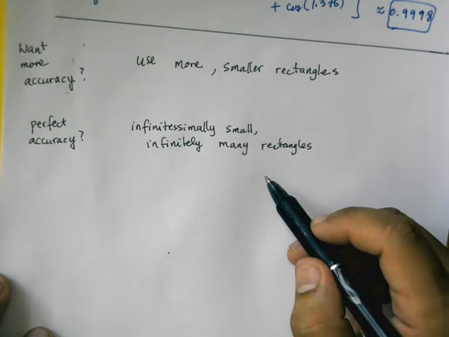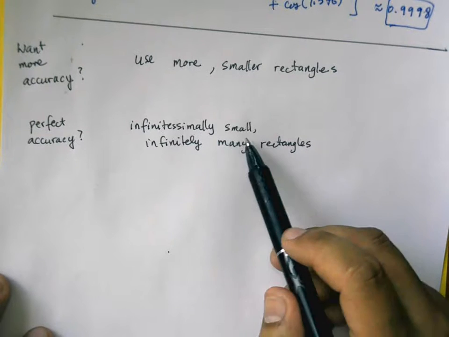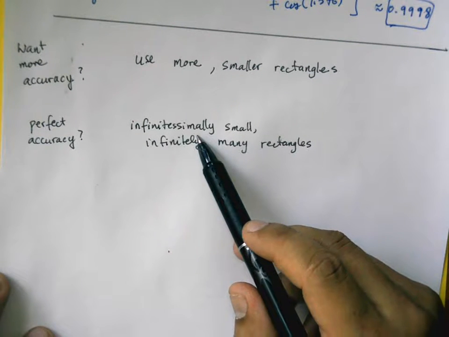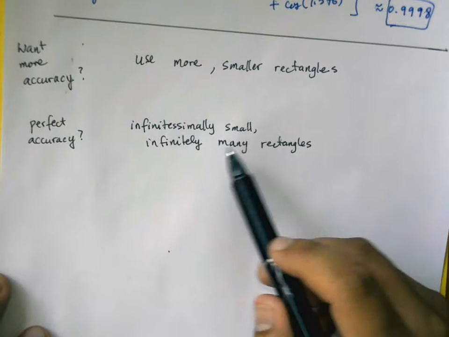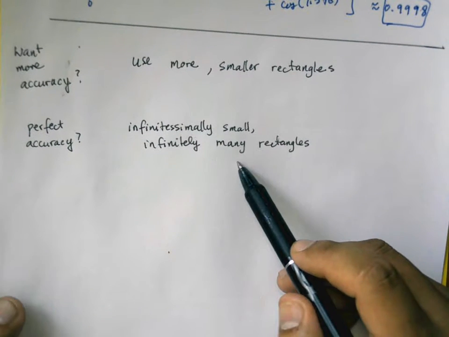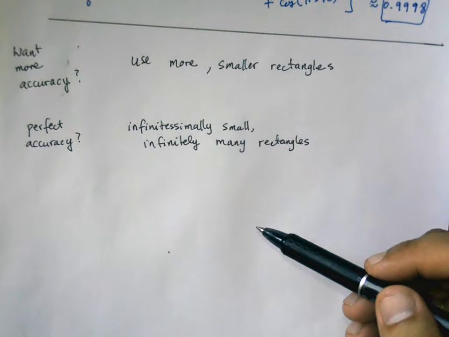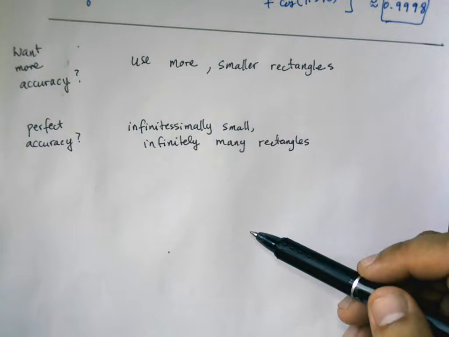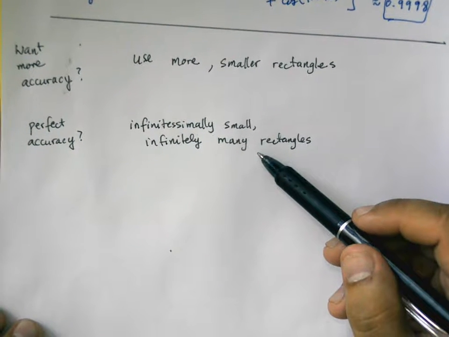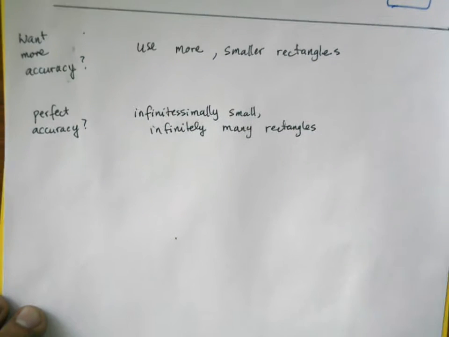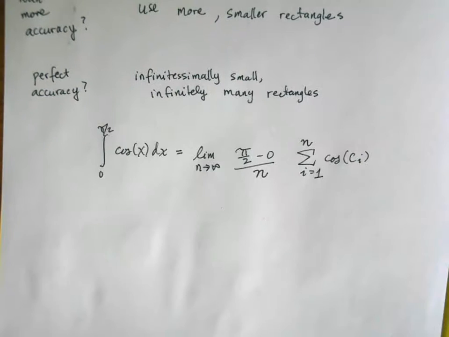And we can extend on that. If you want perfect accuracy, then we want infinitesimally small. This is an actual word, I looked it up. It means as small as you can get without reaching 0. And infinitely many. In other words, dice up that picture into very, very tiny rectangles, but not 0. As small as you can go, but not 0, and make sure you create an infinite number of them. And in calculus, the way we deal with this is the limit.